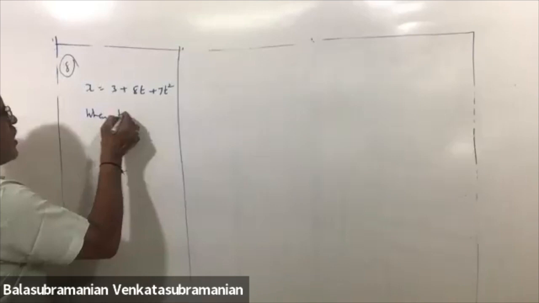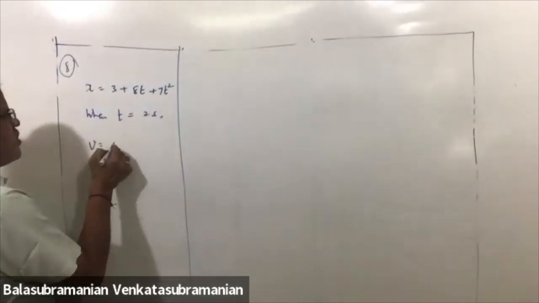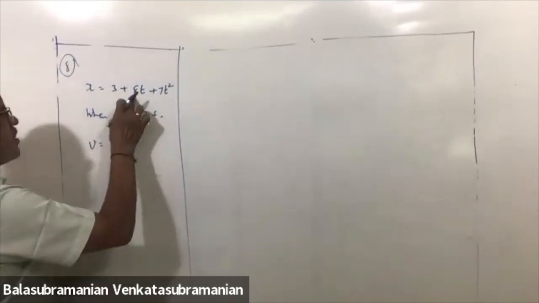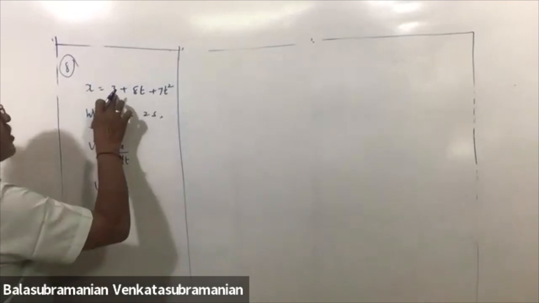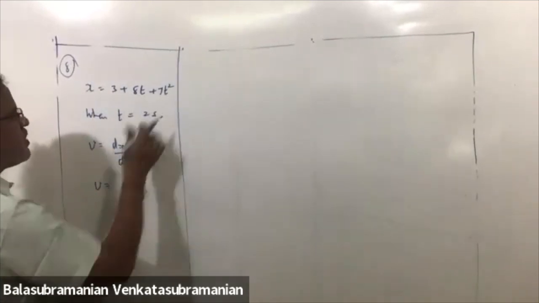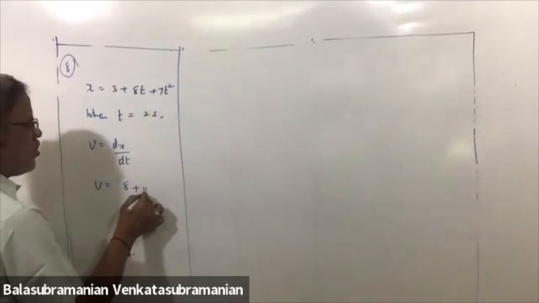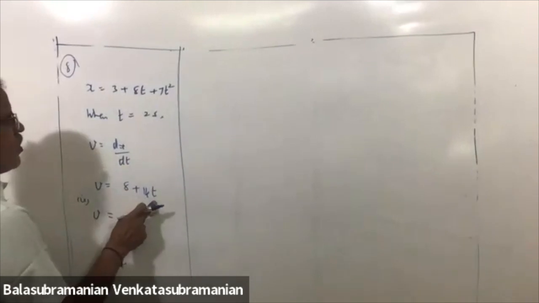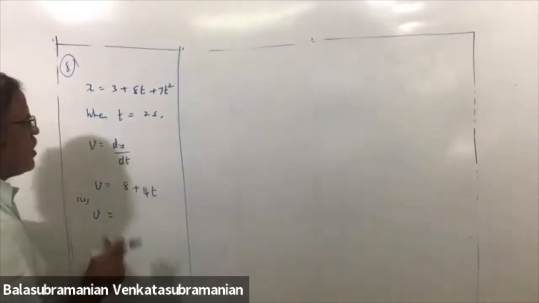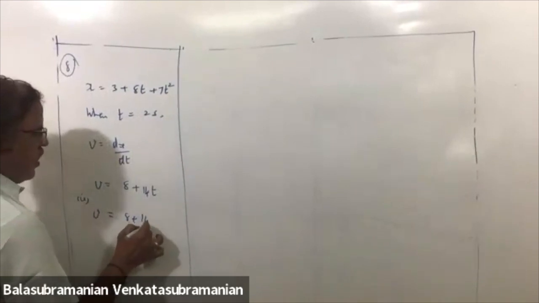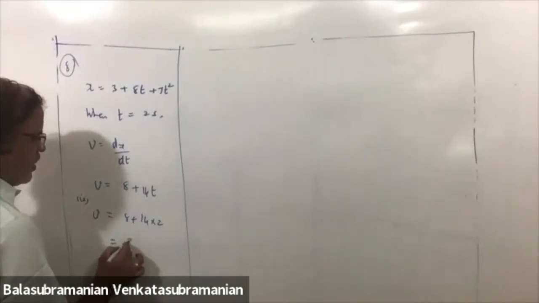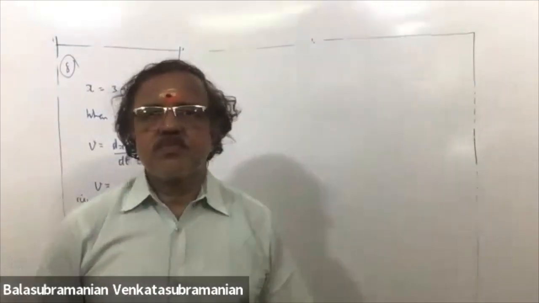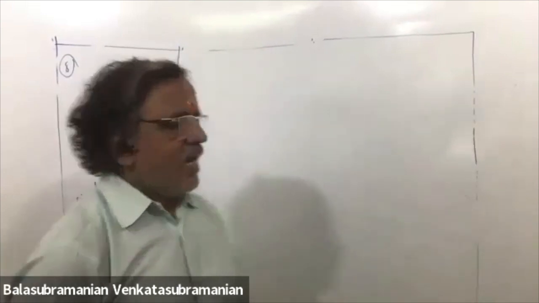When t is equal to 2 seconds, velocity is the rate of change of displacement. Differentiate this equation. This will become 0. This will become 8 plus, t square is 2t, so you will get 14t. At t is equal to 2 seconds, what will happen? 8 plus 14 into 2, 28 plus 8, 36 meters per second.